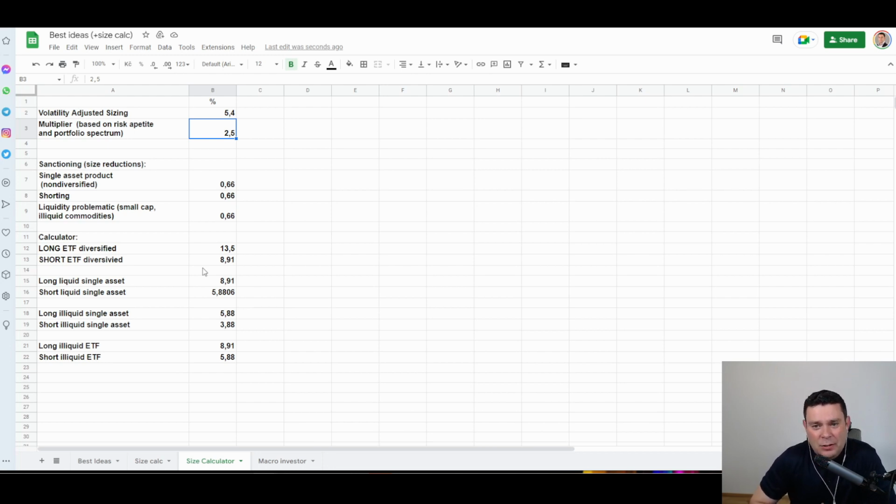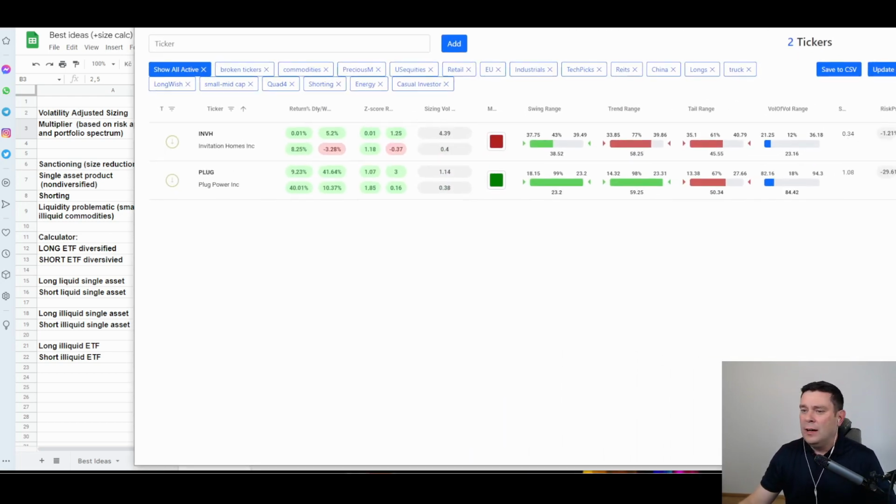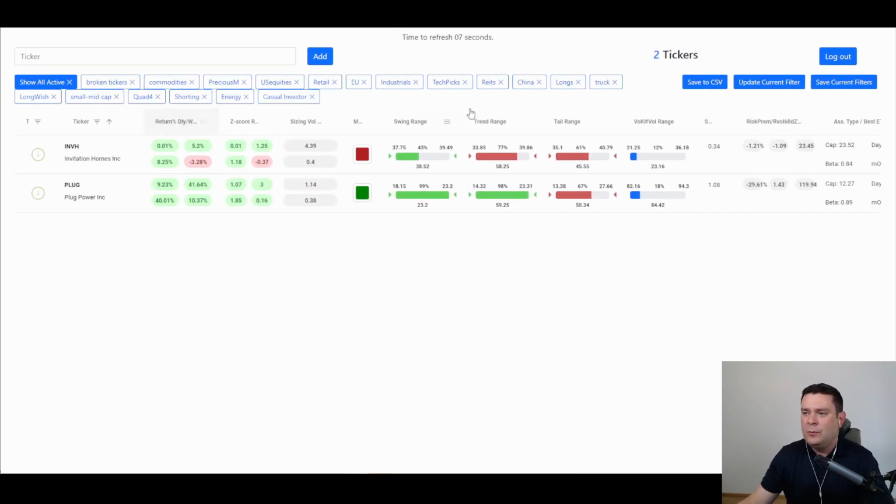So this number that you are calculating here shows your maximum. And then you have to look at where your maximum pain is. What is the maximum level? For that, we use this tail range. For me, tail range is kind of showing me the maximum pain.